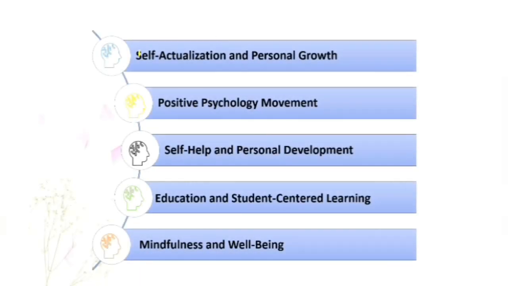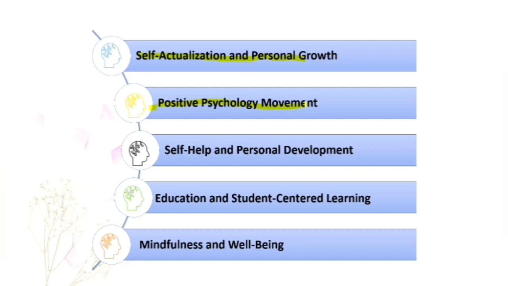Now, the first point is self actualization and personal growth. In this modern world, people often pursue self actualization. You all know the meaning of self actualization, as it was already explained by my teammates. People often pursue it by engaging in activities that allow them to express their full potential. For example, an individual who takes up painting as a hobby to explore their artistic talent and find personal fulfillment.